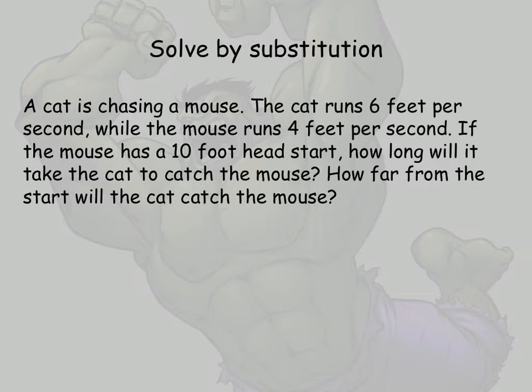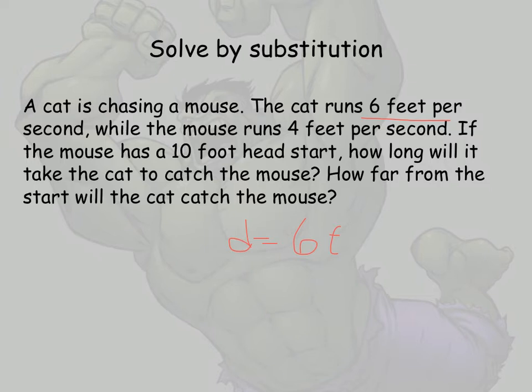and I'm going to show you how the cat's distance is equal to, let's see, the cat runs 6 feet per second. So that's its slope, and we don't know the time, so I'm going to call that t. So 6 times t, and the cat does not have a head start, so if you want to put plus 0 you can, but I'm not going to.